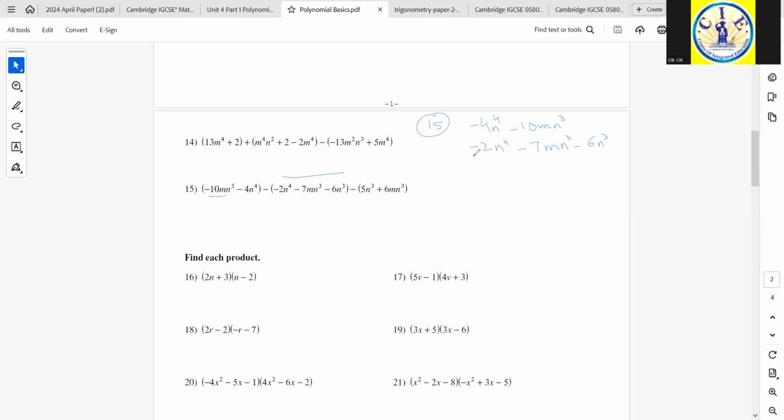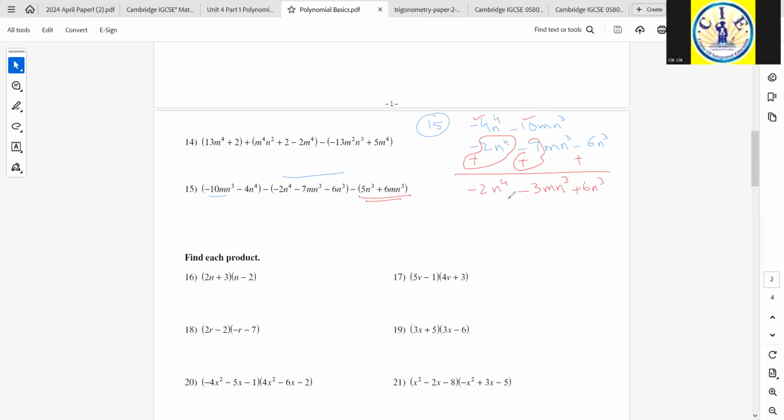When I need to subtract it, I need to change the signs. This becomes positive, this becomes positive, and this becomes positive as well. Now this is negative 4 plus 2n raised to the power 4, which is negative 2n raised to the power 4, and negative 10 plus 7, this is negative 3mn cubed, and then finally plus 6n cubed. Now I need to subtract this one from this.